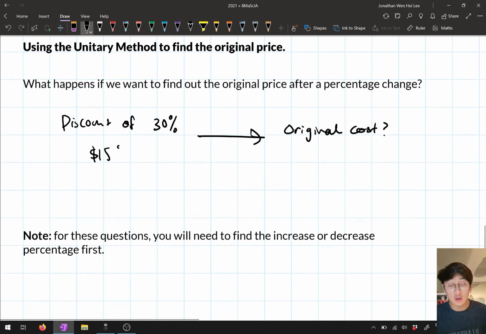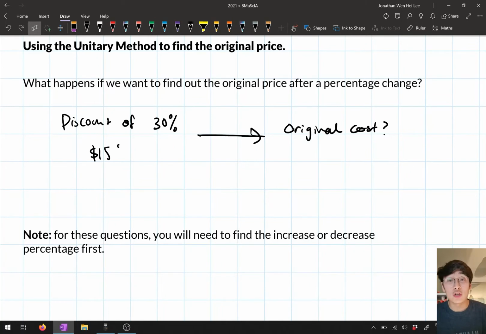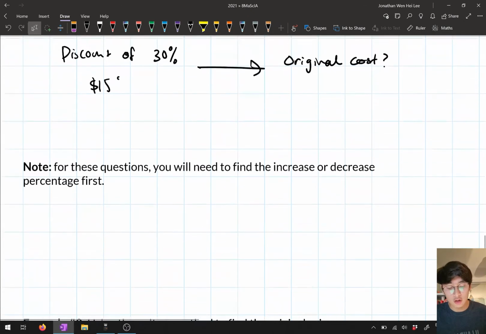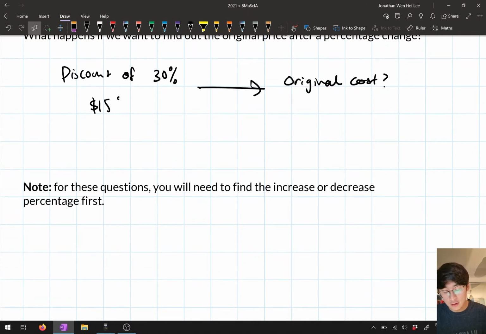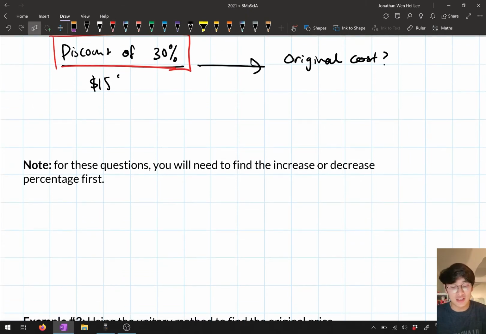Now, the way that we actually do this is the exact same steps with the unitary method, but the only thing that we need to change is the starting percentage. So here, instead of starting in the question, what you need to actually do is find the increase or decrease percentage first. So for example, if they gave you a discount of 30%, we want to find the increase or decrease percentage. This time, because it's a discount, we're going to use a decrease percentage.